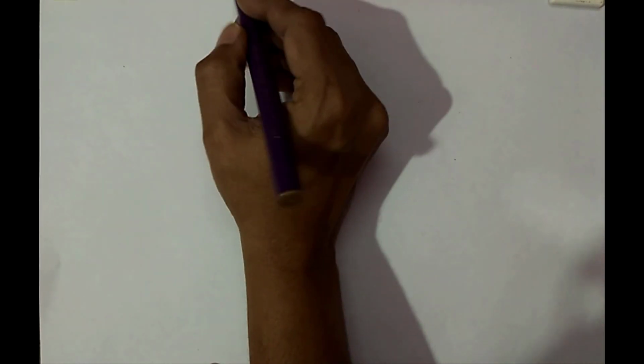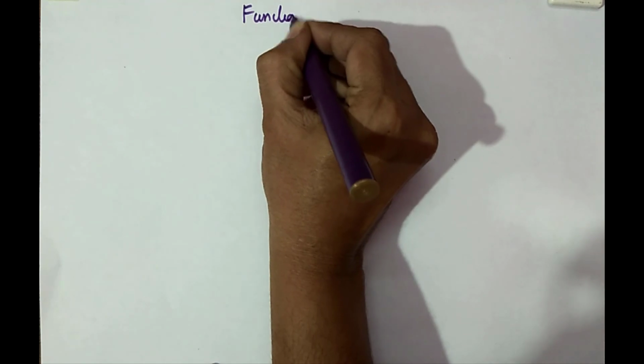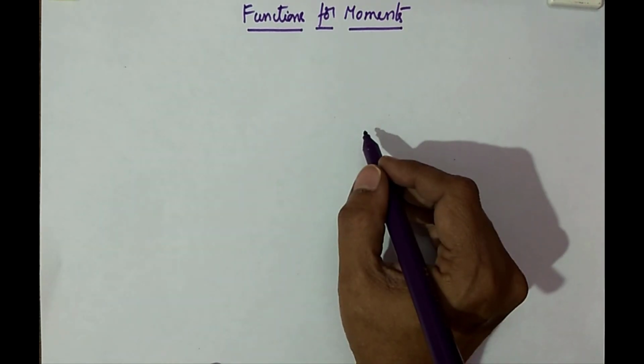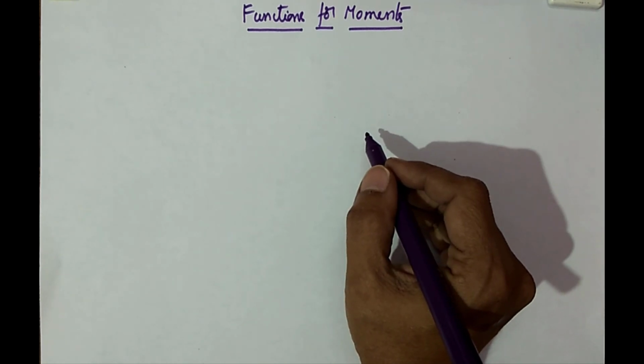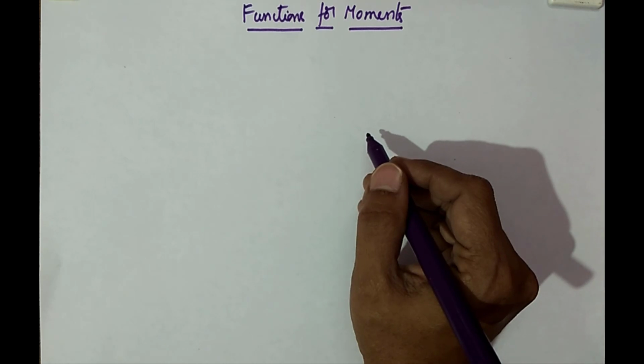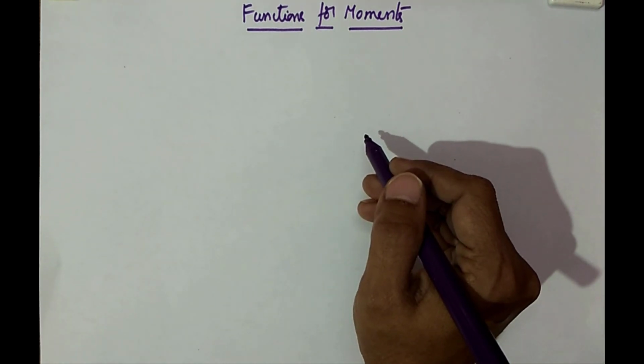Everyone, in this class I'm going to explain the concept of functions for moments. We know the moments are of two types: moments about origin and moments about mean. We have seen already those two types of moments. The formulas used in those concepts for finding the moments are direct formulas. Here, especially to find the moments, we have two functions.